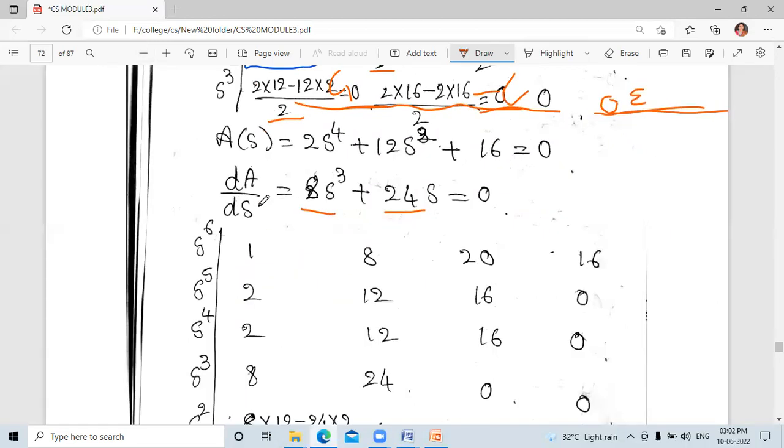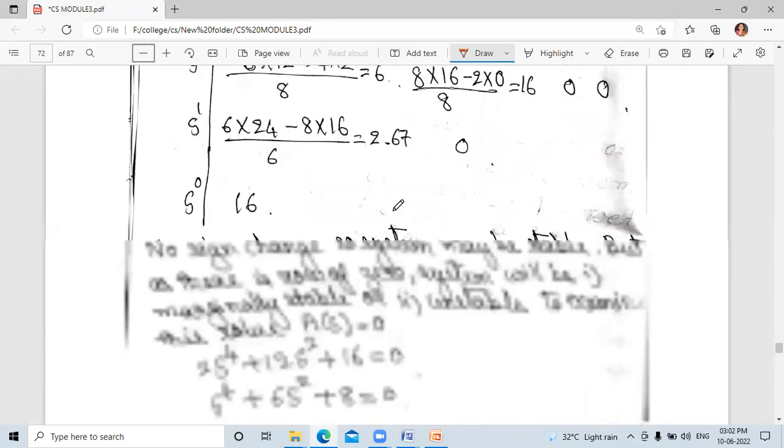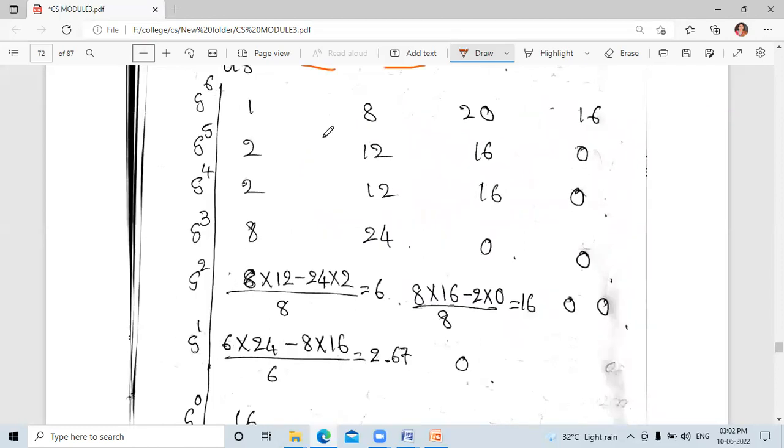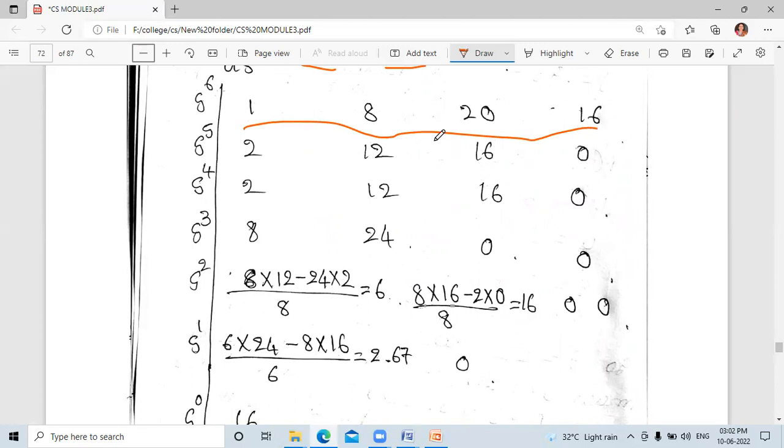Next, after solving this, instead of writing s to the power of 0 here, the overall row is 0. So here you need to write 8 and here you need to write 24. As it is, these both that you have written before will not change. This is also the same as it is. Where we got this as 0, there you replace 8 and 24.